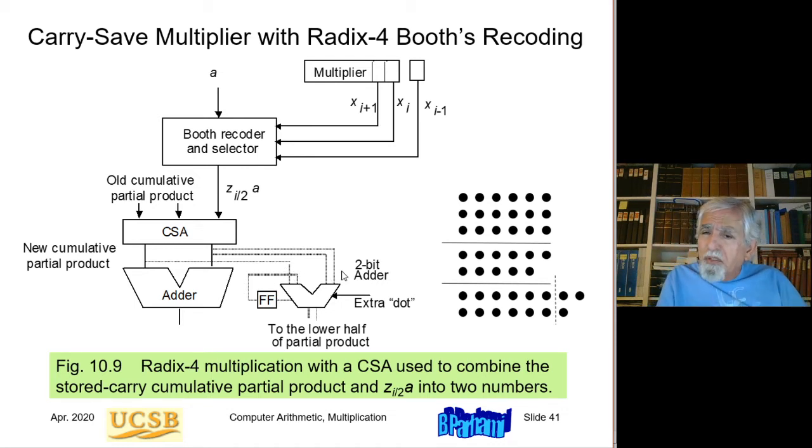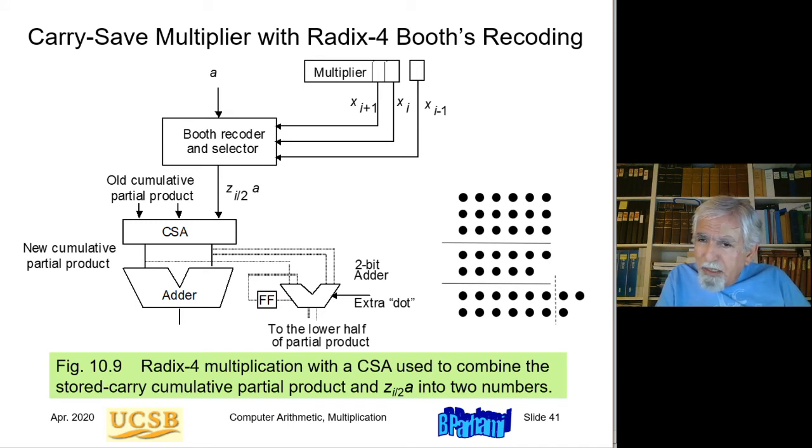And then we add the 2 2-bit numbers. This is the 2-bit result that goes into the lower half of the partial product register. And the carry is kept for the next cycle. Okay, well, a 2-bit adder is pretty fast, so it doesn't lead to any slowdown in our process.